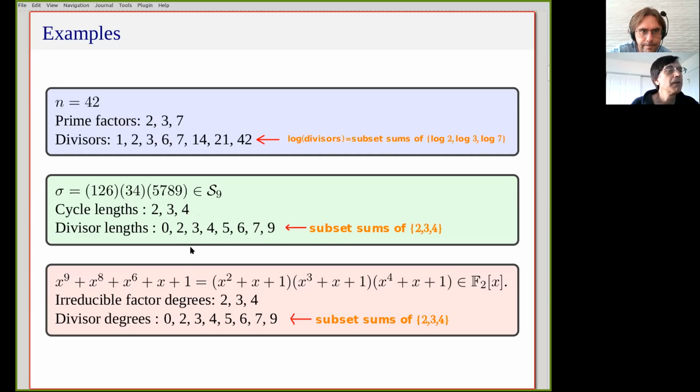A very direct analog is this example in the finite field F2. This 9-degree polynomial factors as a factor of degree 2, degree 3, and degree 4. Those are the factor degrees, and for the degrees of the divisors, it's the same list because it's the same problem. We're taking 2, 3, 4 and computing all the subset sums. So those are some basic examples that illustrate the concepts, and you can see the connection here: how you obtain divisor lengths or sizes through some subset sum operation.